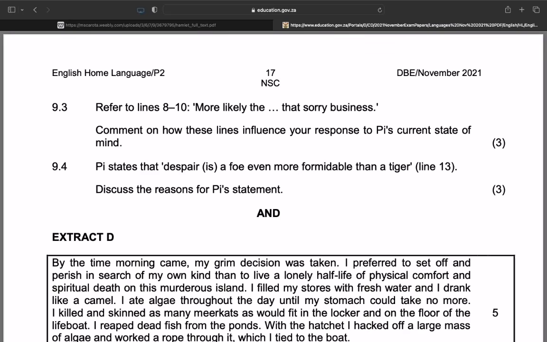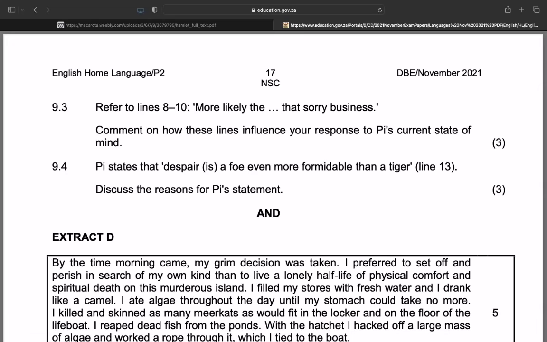So the question is, comment on how these lines influence your response to Pi's current state of mind. I love this question so much because it is referring to you. It says comment on how these lines influence your attitude, not Pi's attitude, not Mama G's attitude. So it's your response to Pi's state of mind. Your response. Okay, this question is posed to you.